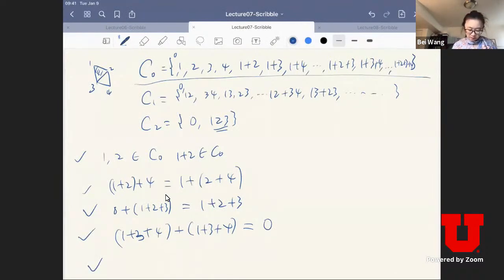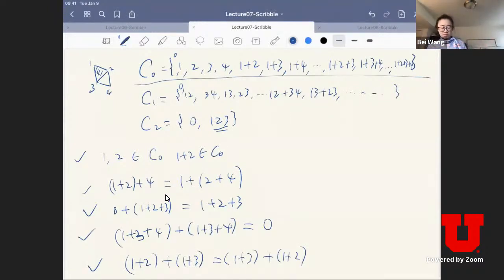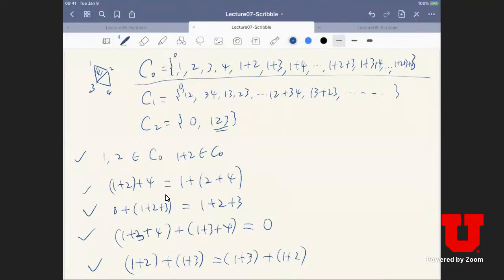And finally, I want to say it's abelian because 1 plus 2 plus 1 plus 3 is equal to 1 plus 3 plus 1 plus 2. I just shift the order of the chains. So you can do this check. You know that the collection of all the linear combinations of vertices forms my 0-chain group. The collection of all the linear combinations of edges is my 1-chain group, and so on. All right, any questions so far?